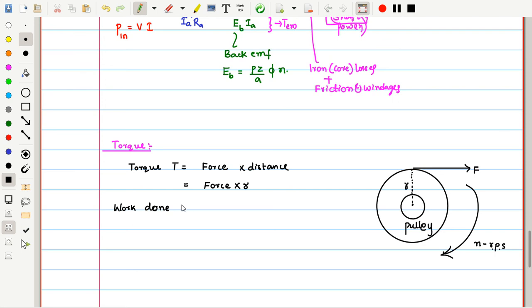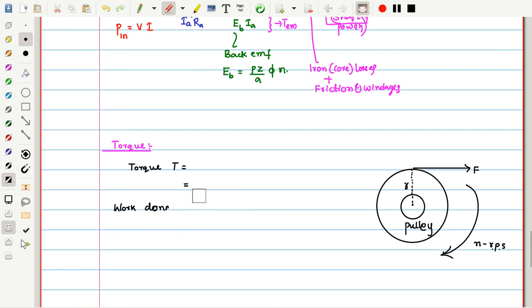Work done by a force, by this force, let us say, is equal to force into... just both expressions are becoming the same. So then just let me remove this.